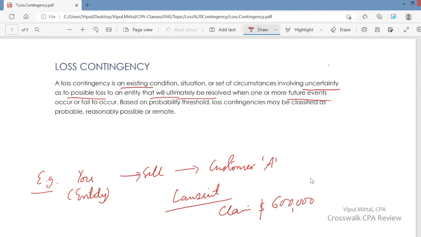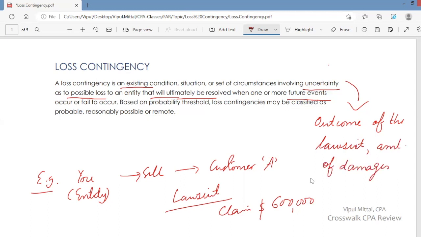So there is an uncertainty regarding the outcome of the lawsuit, the amount of damages, and the timing of judgment. In this example, this involves uncertainty.